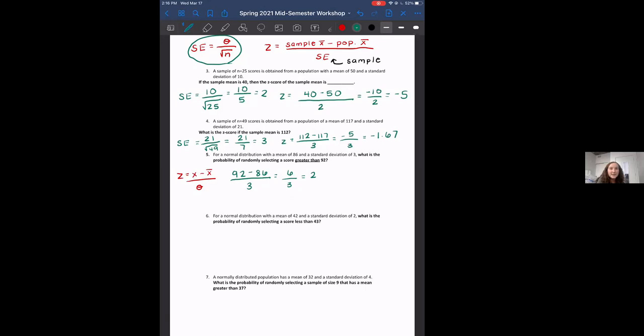Good, 0.9772. Perfect. So I'm going to put z-table, since that's just what we got from the table. So it should be 0.9772. Okay, now that we found the z-table value, is that our answer, or do we need to do anything else to it?